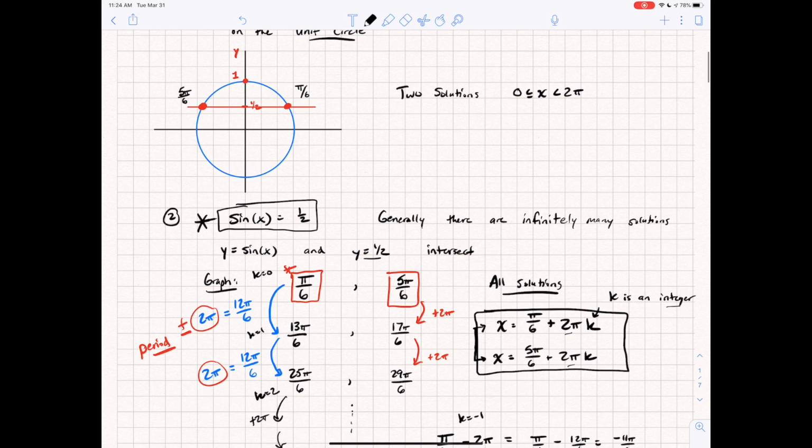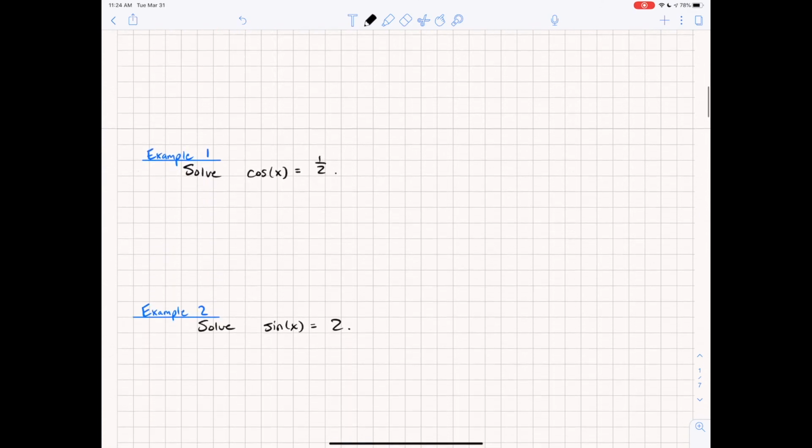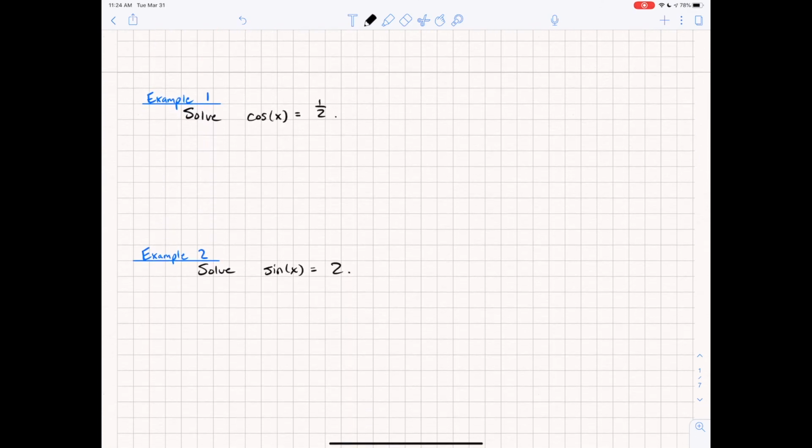Okay, so this is how we're going to go through and solve trig equations. It's all based off of this. So let's take a look at two examples. Example 1. What if instead of having sine, we had cosine? So solve cosine x is equal to 1/2. And I'm going to use both methods.